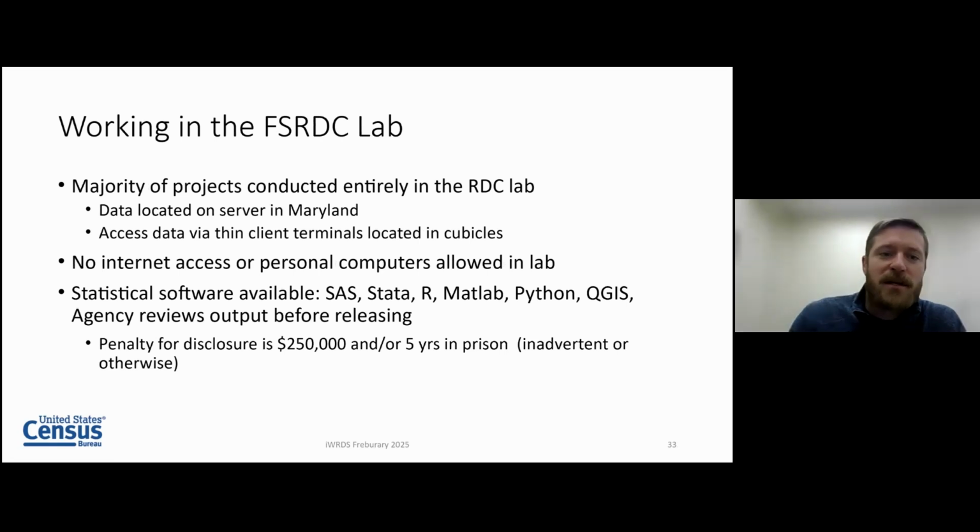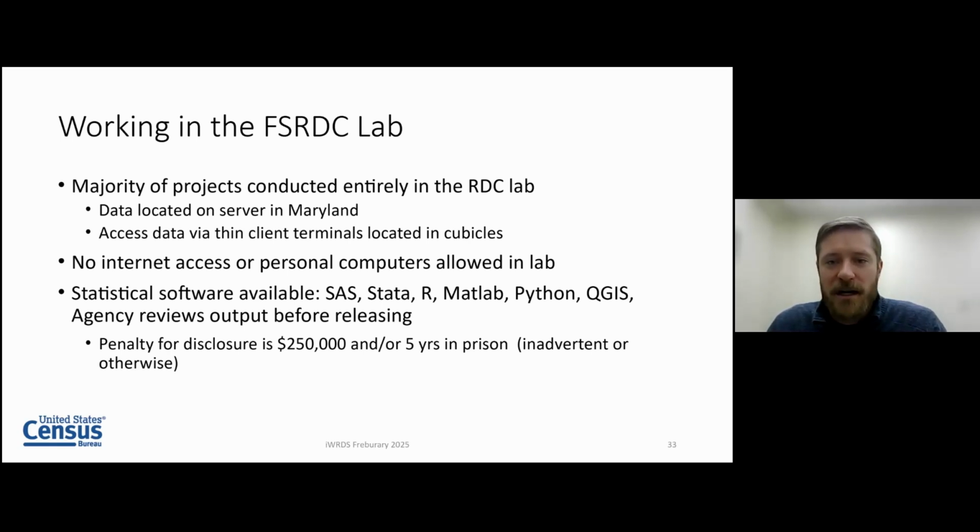All right, so once special sworn status is received, researchers can begin working on their RDC projects. What working at an RDC is like is that all work has to be done inside the RDC itself. The RDC is basically a computer lab where researchers will log on to a terminal and access the data itself and computing resources at headquarters in Maryland. There's no internet access or personal computers in the lab. All research has to be conducted inside the RDC.